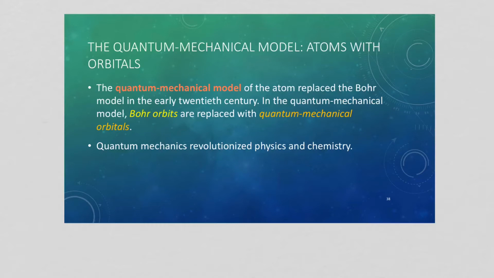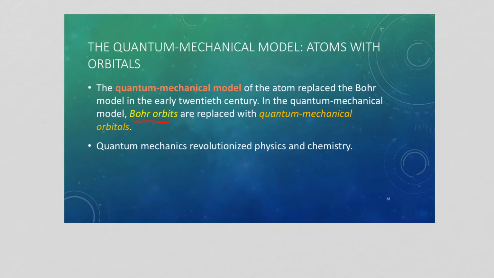Now, one of the key differences here is that in the quantum mechanical model, the Bohr orbits, right, the circles that showed where electrons could exist, are replaced with what are now called quantum mechanical orbitals, which we will talk more in detail about as we go through this video.